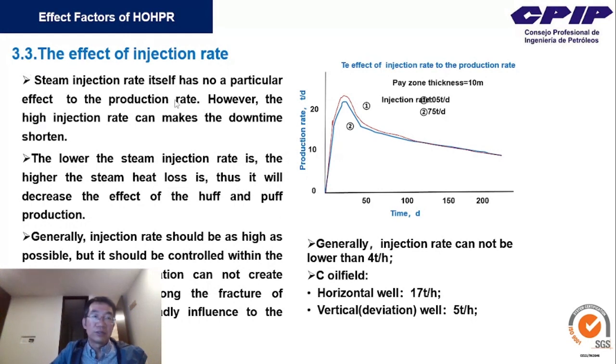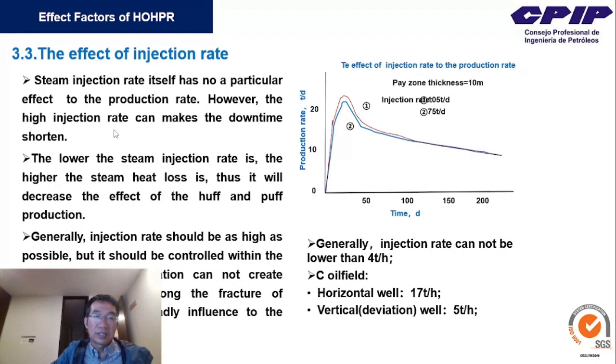3.3. The effect of injection rate. We can see the picture. The reservoir thickness is 10 meters, and the injection rates are 1.05, 105 and 75. We can say the injection rate itself has no particular effect on the production rate. However, a high injection rate can make the downtime shorten.